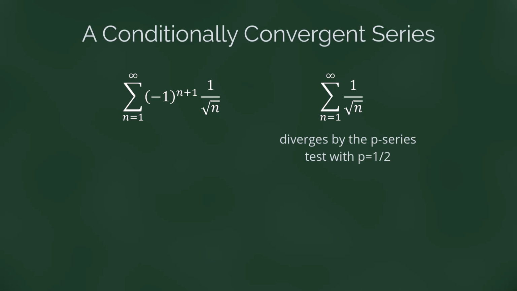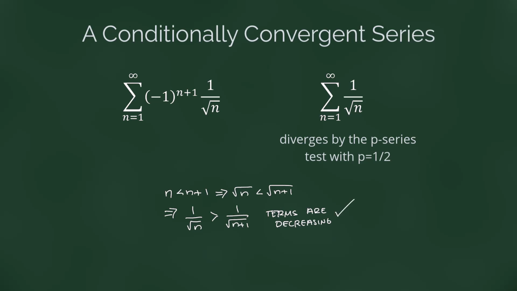Let's apply our alternating series test. In order to determine if this thing converges, we need first to know that its terms are non-increasing. We know that n is less than n plus 1. That tells us that the square root of n is less than the square root of n plus 1, which then in turn tells us that 1 over the square root of n is in fact greater than 1 over the square root of n plus 1. That tells us that our terms are decreasing, which of course is even stronger than being non-increasing. So we have checked off the first condition in our alternating series test.